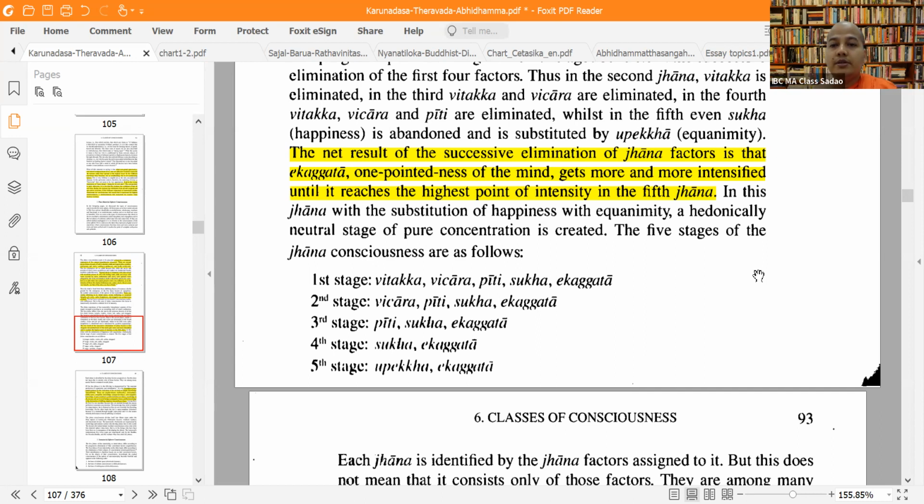gradually different jhana factors are eliminated. What remains is only ekagata. And finally, in the fifth jhana, you have upekkha also. Upekkha. Fifth one is having upekkha together with ekagata. So the importance of ekagata is very clear here. It says that as you proceed towards different jhanas, ekagata becomes finer and finer. It gets intensified until it reaches the highest point of intensity in the fifth jhana. And these two factors are present even in the arupa jhanas as well.